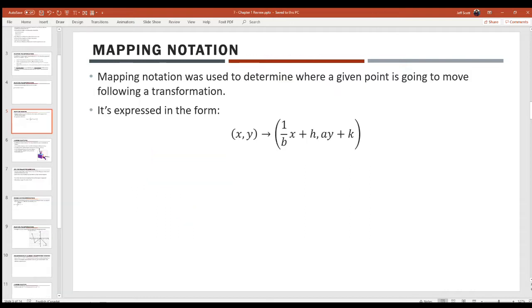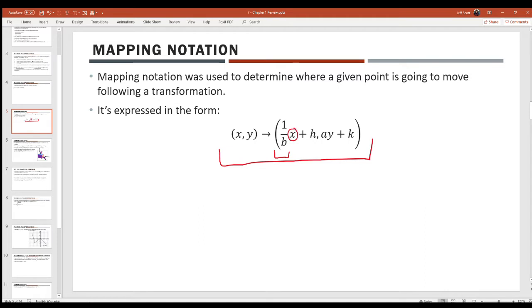Okay, so next we're going to talk really briefly about mapping notation. Remember, mapping notation is a really useful way of moving a certain point from the original function to its new transformed location. What I've done here is I've just kind of thrown all the transformations in both the x and the y direction together in one mapping notation form. Basically, what goes in mapping notation is exactly what you would say in words. So remember, when we say a horizontal stretch by 1 over b, that's what you're actually multiplying your x by.